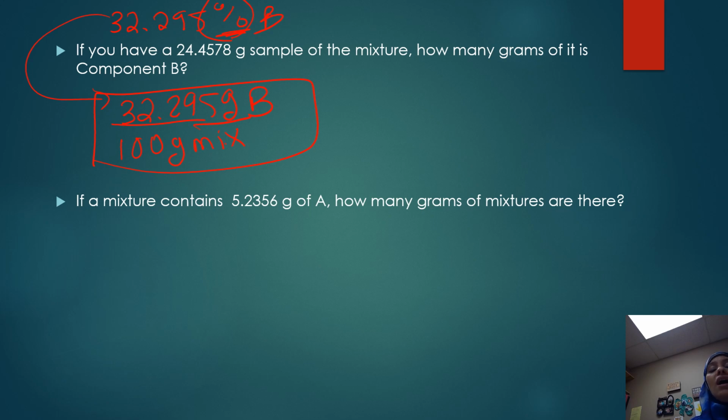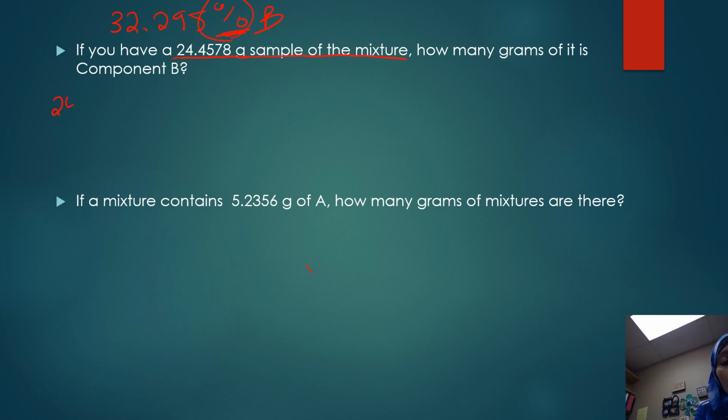I can bounce back and forth with that conversion factor. But guys, you never start with your conversion factor. I always start with my given in dimensional analysis. So I'm going to go ahead and erase this for a second, and we're going to think and say, okay, what do we got here? We've got 24.4578 grams of mixture. So that's the first thing that I'm going to put here. You always begin with what you are given in the problem.